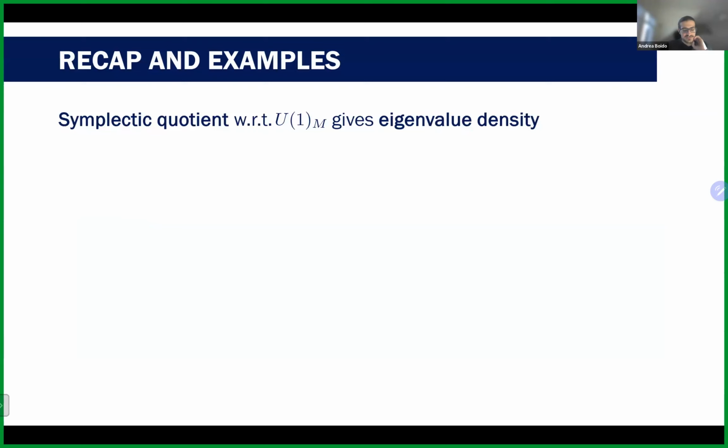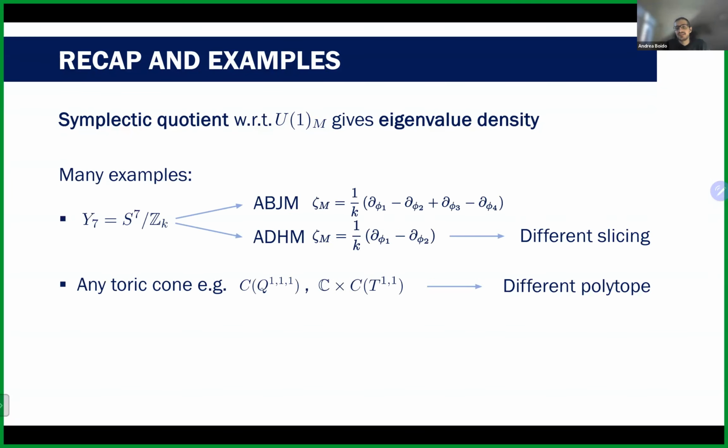All right. Let me tell you a bit more about our conclusions and what works, and some other things I didn't mention. The takeaway message here is that when you have your geometry, you take the symplectic quotient of your Kähler space with respect to the U1M action, and this will give you your eigenvalue density essentially. We tested this in many examples, not only in ABJM, but in ABJM it works.